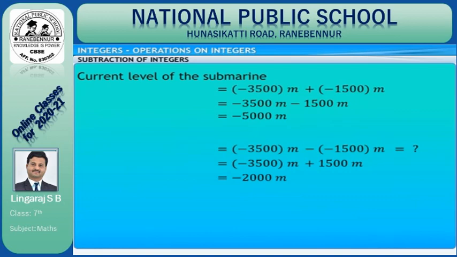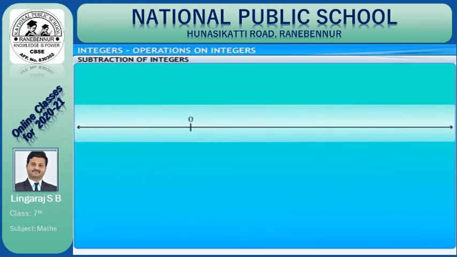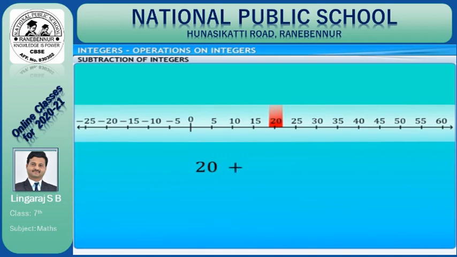Subtraction is the opposite of addition, and therefore, we add the additive inverse of the integer that is being subtracted to the other integer. Let's see how these calculations are done on the number line. Consider a number, say 20, on the number line. Let's add a positive integer, say 10, to this number. The sum of the two integers is 30. So, you can see that the point moves to the right, the positive side of the number line.